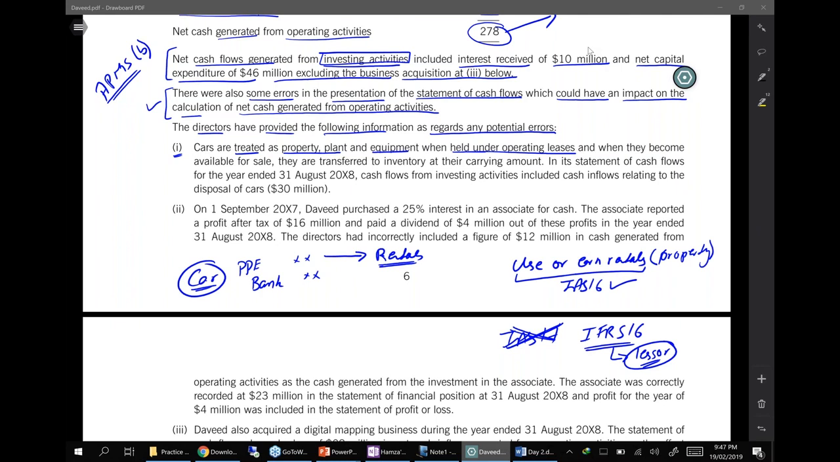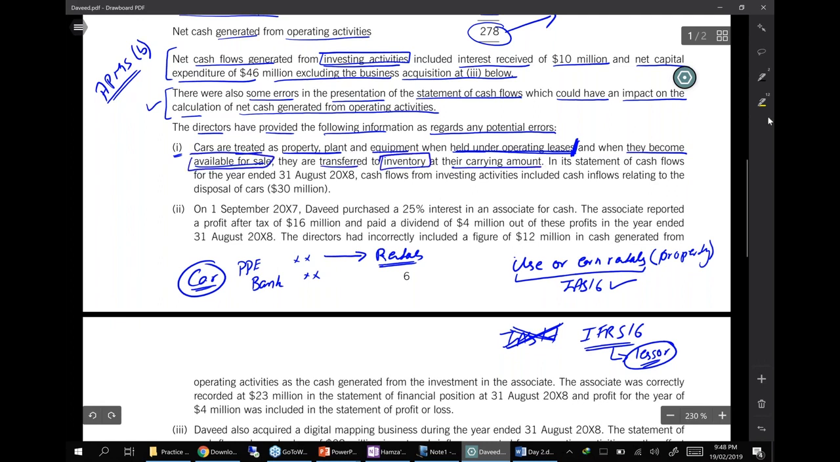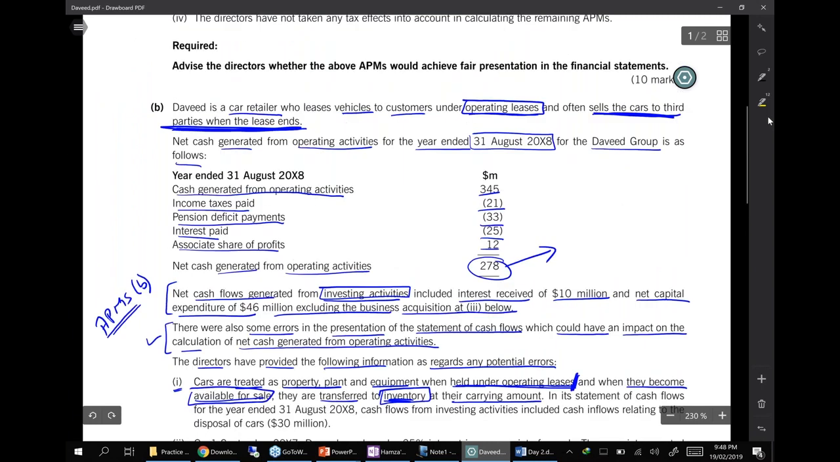Now let's read further that the question says that cars are treated as property, plant, and equipment when held under operating lease. So up till here, the treatment is right. But then the question says when they become available for sale, they are transferred to inventory at their carrying amounts. This is also right. Why inventory? Because our business is to provide cars on operating lease and then sell them to third parties when the lease ends. So until the asset is given on operating lease, it is property, plant, equipment. When it's back and available for sale, it is going to become an inventory. So the treatment up till now is right.